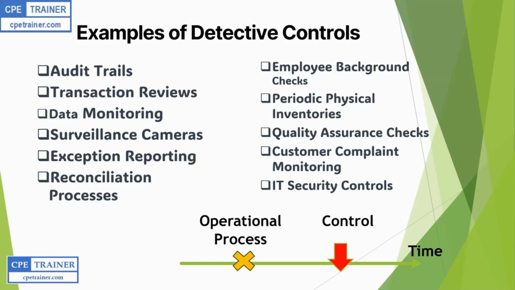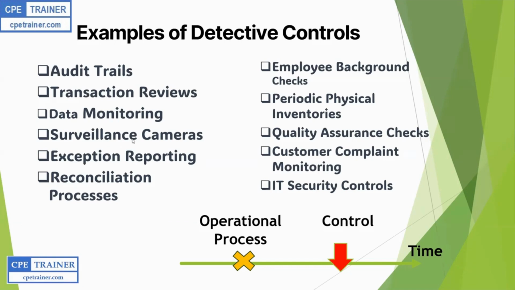Another example is employee background checks. You hire somebody, or you are in the process of hiring, and you detect that this person has a good or bad background and credential story. Then periodic physical inventory is also after the fact. You detect that during the year you've lost some items and you have shrinkage in your inventory level. So you detect it after the fact. Exception reports are also after the fact.